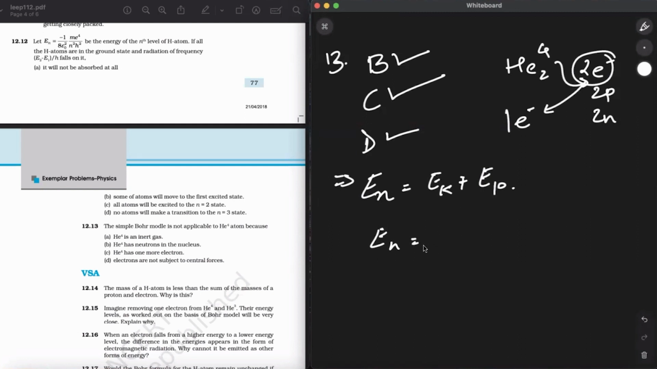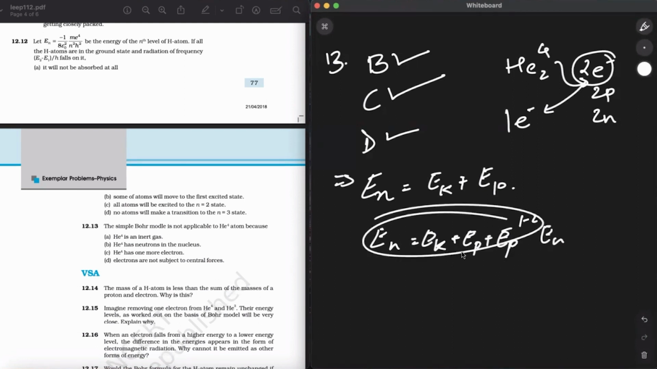So E n is equal to E kinetic plus E potential plus, I can write it as, E P1-2. Therefore, for a two electron system, electrons are not subjected to a central force like in the one electron system. That is the case over here. So that is why option D will be correct. So correct will be option C and option B, and also option B, C, D.